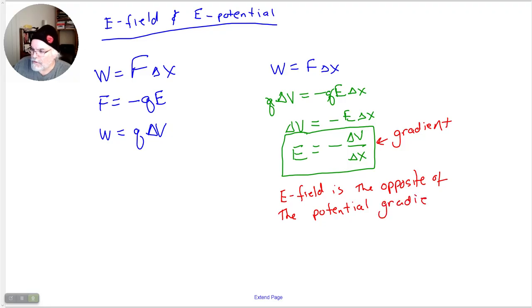So what does that mean? It means that the electric field strength at a point gives you an indication of how quickly the electric potential is changing. A greater field strength indicates that the potential is changing much more rapidly for a unit change in distance. A lower electric field intensity means that the potential is not changing as quickly for a given unit displacement. So there you go. Electric field is the opposite of the potential gradient. That's how they're related.